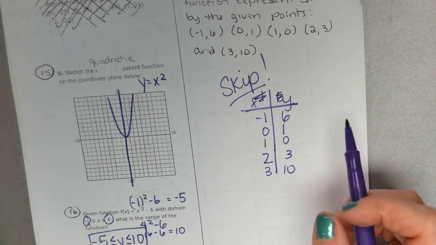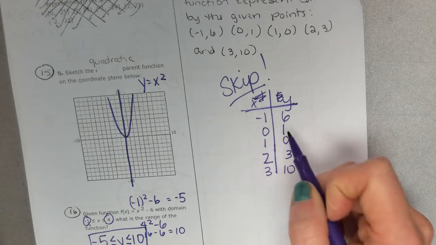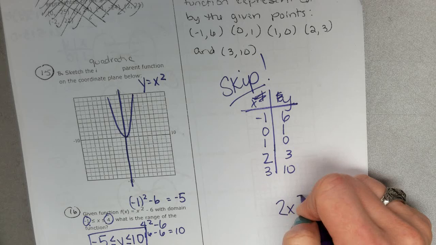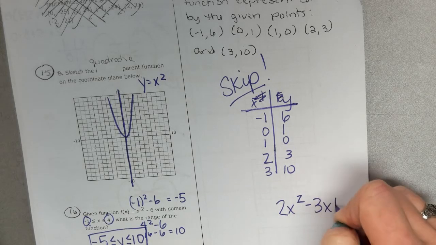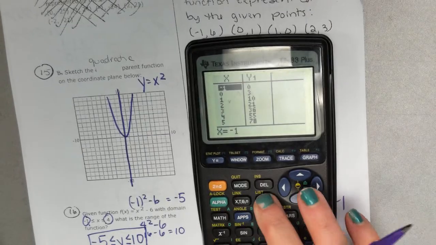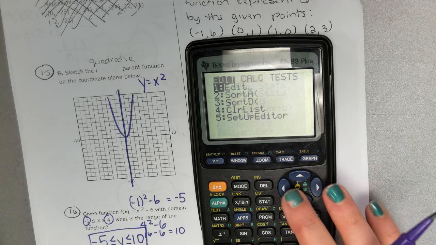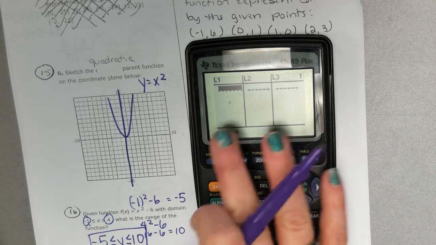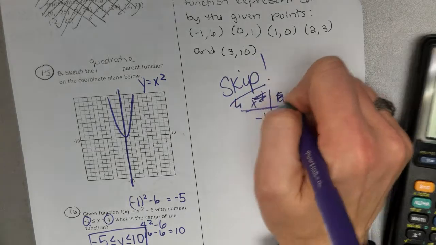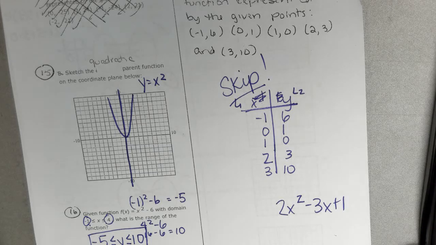And you could figure out, if you were to put this into the calculator, what your graph looks like, and it would be 2x squared minus 3x plus 1. You could do that by going to stat, edit, L1 and L2. Your L1s are your x's and your L2s are your y's, and you can just plot that.